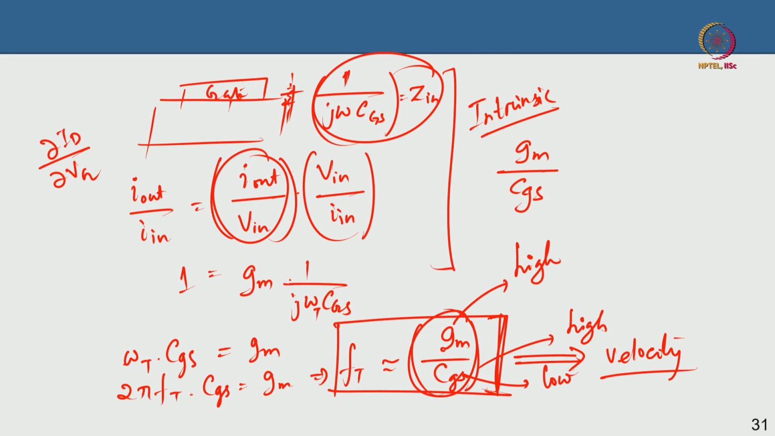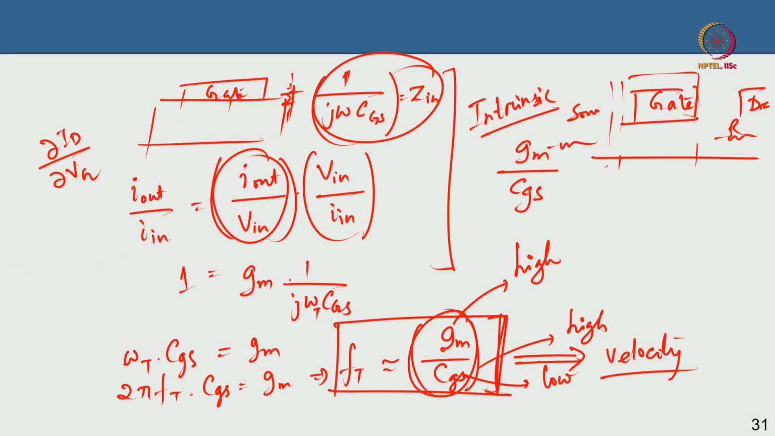A high Gm helps you in improving the cutoff frequency. A low Cgs helps you in improving the cutoff frequency. But this is the intrinsic device. You know what this intrinsic device is? The intrinsic device is precisely the device below the gate. So, if this is your gate metal, this is your channel, this is your intrinsic device, this is your drain which is outside the device, this is your source which is outside the intrinsic device. You have source access resistance, drain access resistance, those are extrinsic.